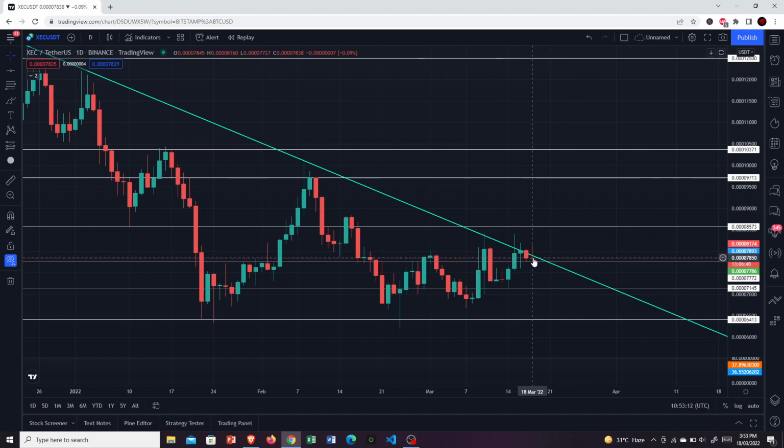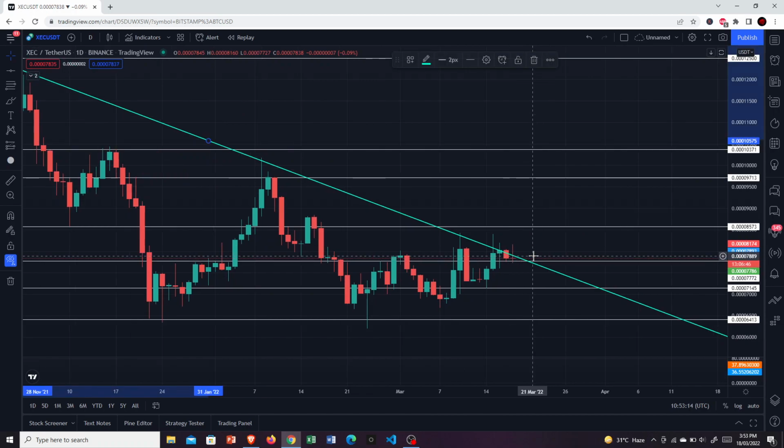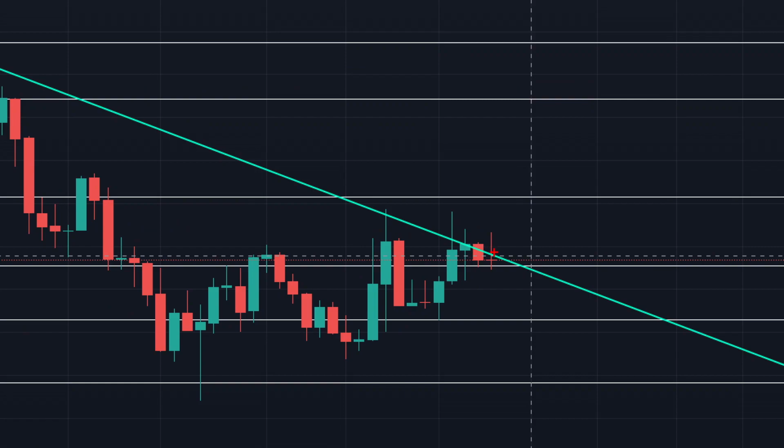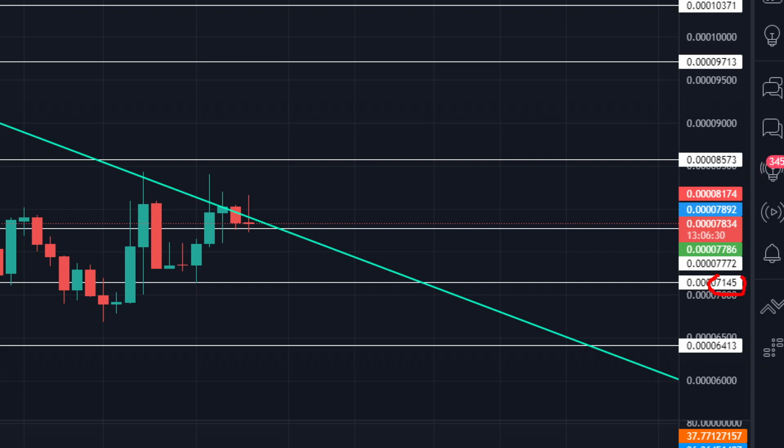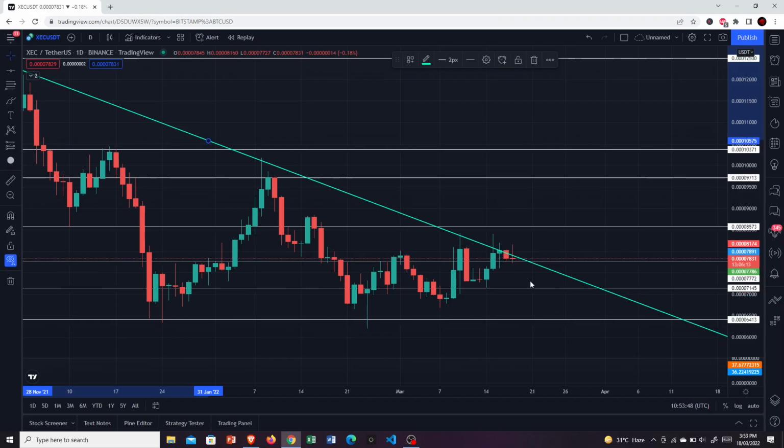So if XEC gets rejected from this trend line, let me zoom in, and it breaks below this support, we can expect it to retest this level, and this level right now is 7145. Okay, this is the level, and if 7772 breaks and XEC doesn't hold above this level, then we can expect it to retest this level.